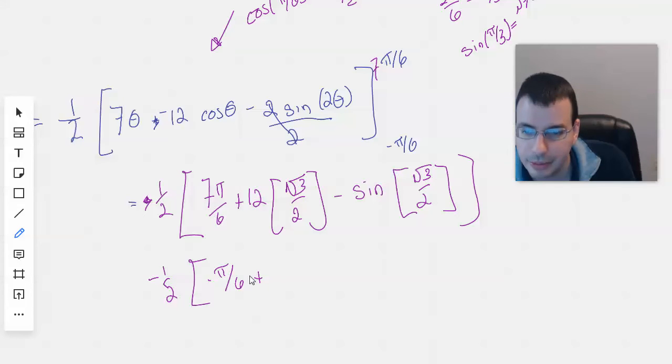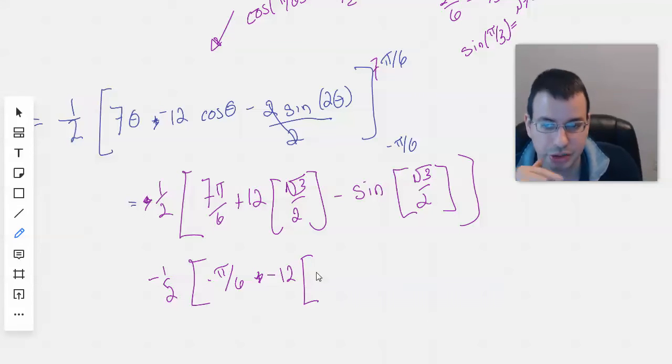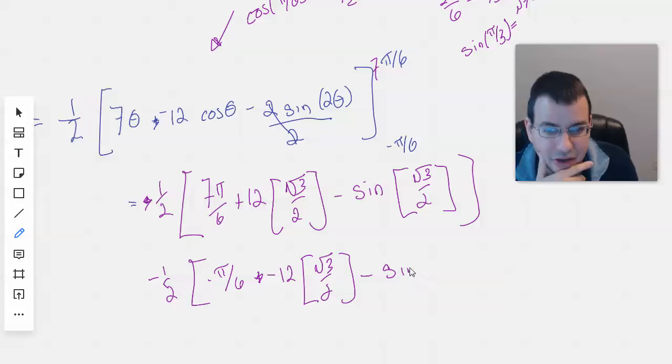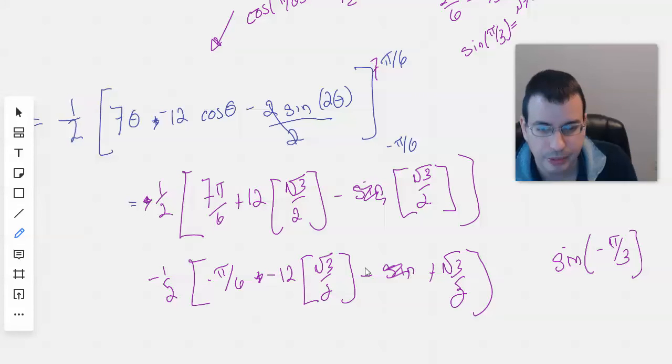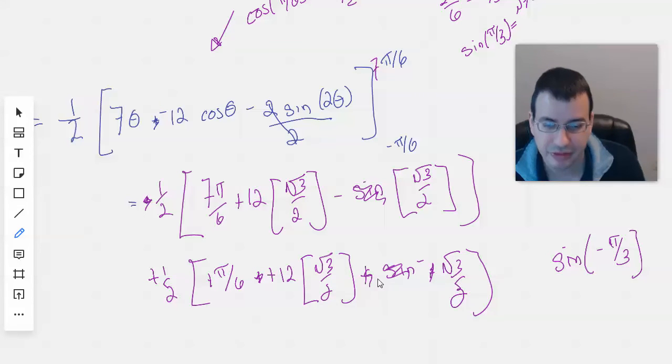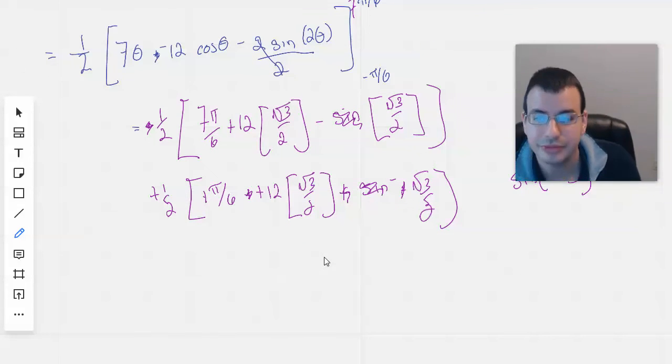So we've got 12 minus 12 times cosine of negative pi over 6, which is the same as cosine of pi over 6, which is square root of 3 over 2, minus sine of 2 theta. So sine of 2 times negative pi over 6, nope, that's not supposed to be a sine. Sine of negative pi over 3, which will be negative square root of 3 over 2. Plus, so we'll distribute the sign here. This is terribly messy.